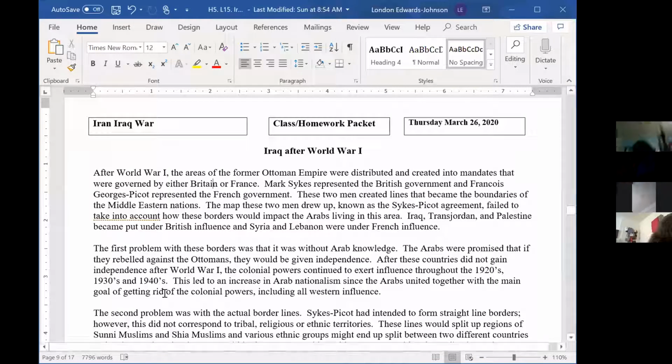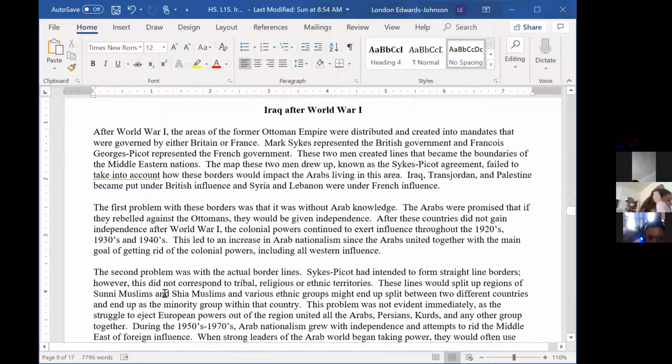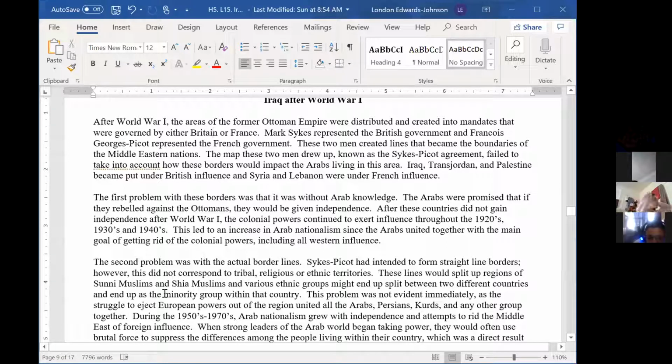The first problem with these borders was that it was without Arab knowledge. The Arabs were promised that if they rebelled against the Ottomans, they would be given independence. After these countries did not gain independence after World War I, the colonial powers continued to exert influence throughout the 1920s, 1930s, and 1940s. This led to an increase in Arab nationalism, since the Arabs united together with the main goal of getting rid of the colonial powers, including all Western influence.